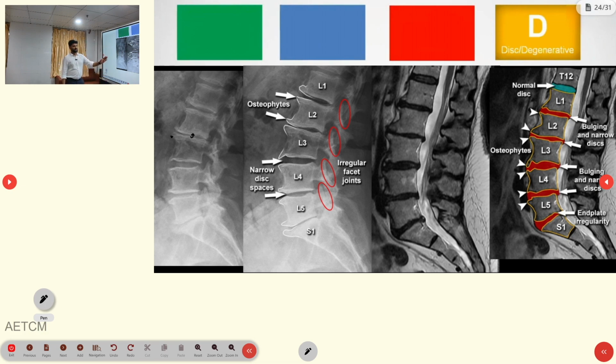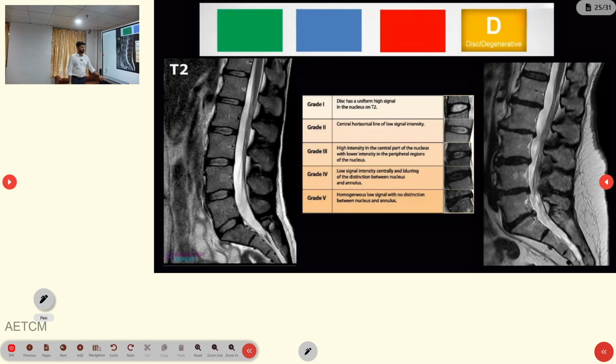If you go into CT, you will get a better picture and better characterization. Even here you can see whether any irregular facet joint hypertrophy is there, any disc space reduction, or any osteophytes compressing the posterior thecal sac. And you can confirm the same, along with cord indentation and nerve pathologies, from the MR also. This also has different grading based on the desiccation changes.